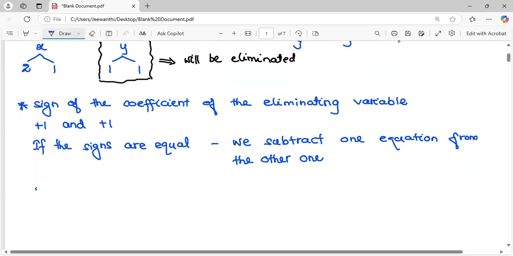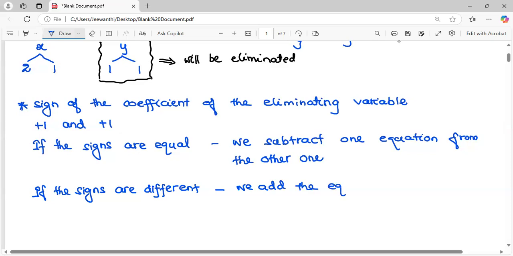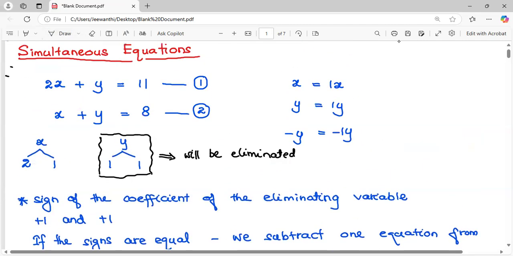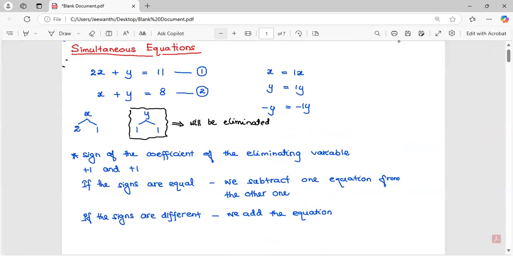Let's say if the signs are different, then we add the equation. This is the rule. We add the equation. Now here the signs are equal, so if the signs are equal, we subtract the equation.